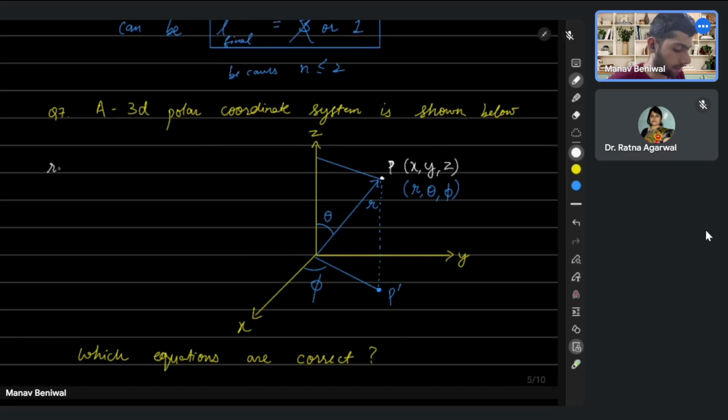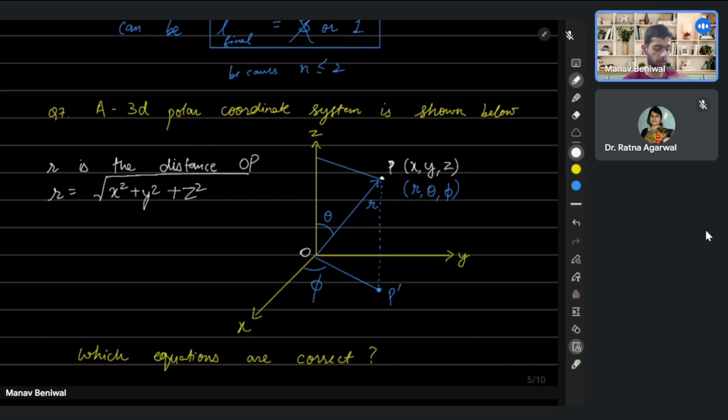So if the origin I am denoting by O, r is the distance OP, right? And we know how to write this distance. We can simply write this as square root of x squared plus y squared plus z squared. Okay, so now we have already written r in terms of x, y, and z. This is simply the distance.